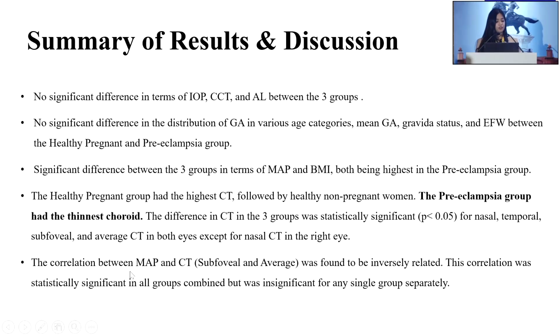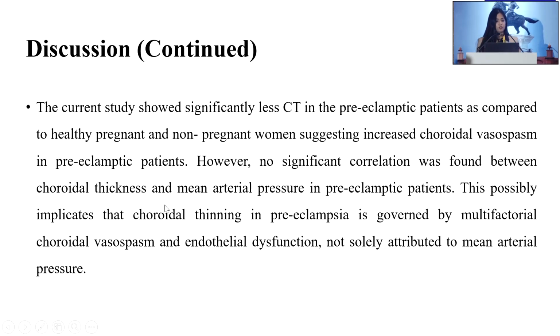The correlation of mean arterial pressure was also done with choroidal thickness, and it was found to be inversely related in all the groups combined. But it did not show any significance when compared with each single group separately. So the current study showed significantly less choroidal thickness in preeclamptic patients as compared to the other groups, and no significant correlation was found between the mean arterial pressure and choroidal thickness in preeclamptic patients.